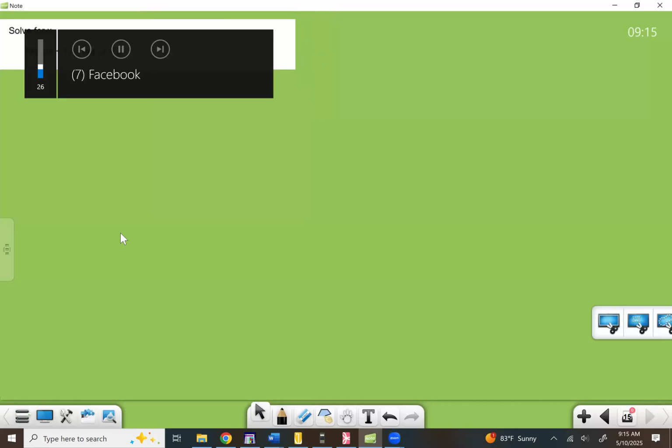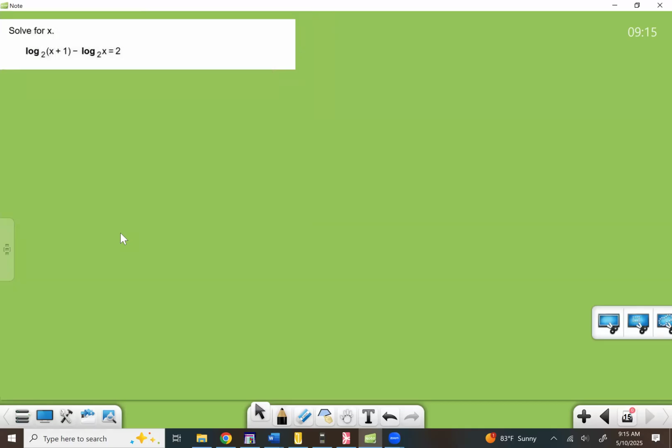Let's take a look at this problem from 5.5. The very first thing that we want to do is use the property that says the subtraction of two logarithms becomes division inside a single logarithm. So this is going to be log base 2, and then we're going to have a fraction. We put the x plus 1 on top and the x on the bottom. The first one always has to go on the top, and the second one always has to go on the bottom. And it still equals 2.